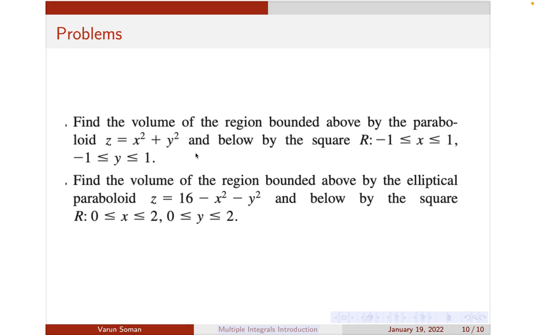You will have to find the volume. The value of z is given to you. Just apply the formula: V is equal to the integral over R of f dA, or z dA, where z is actually f of x, y. Just substitute and give the limits.